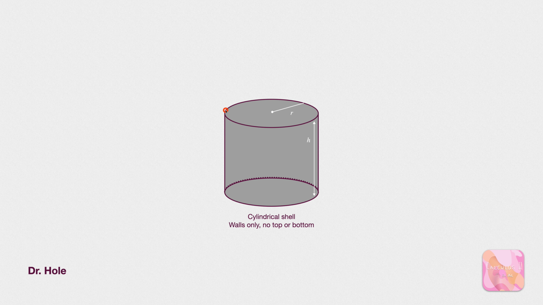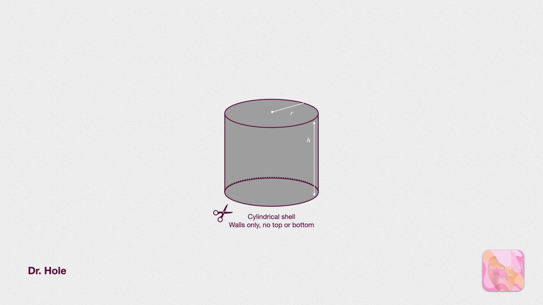We want to start by considering a cylindrical shell. What do we mean by that? Here we're looking at a picture of a cylinder. The cylinder has a radius and a height. What we mean by a cylindrical shell is that we're only going to consider the walls of the cylinder, but not the top nor the bottom, just the walls. That is a cylindrical shell.